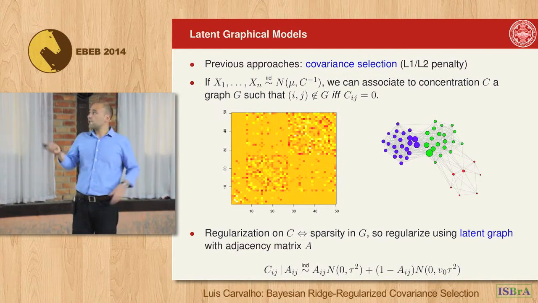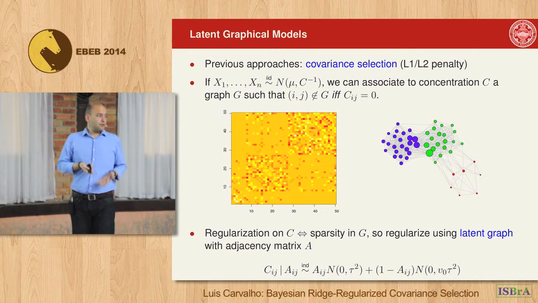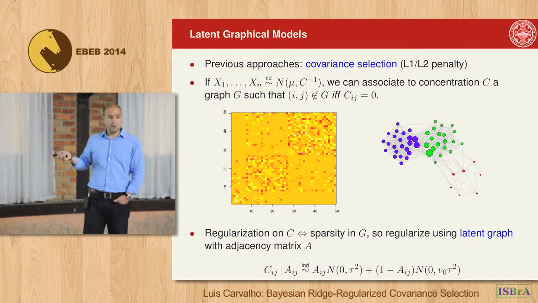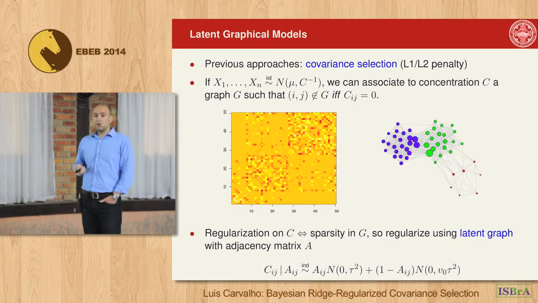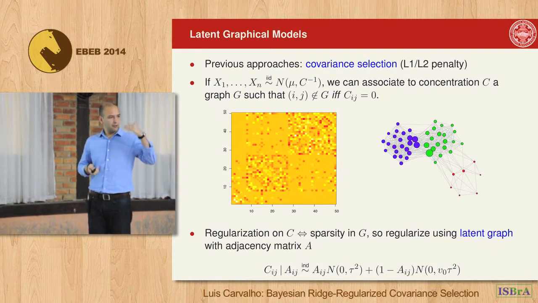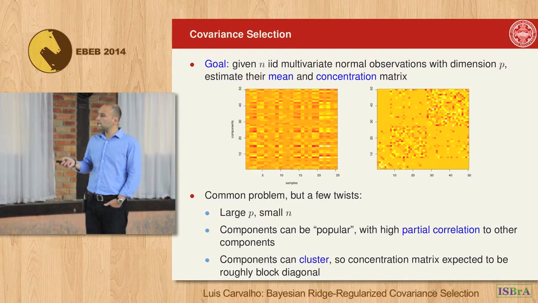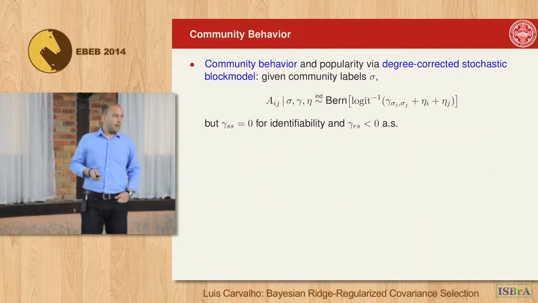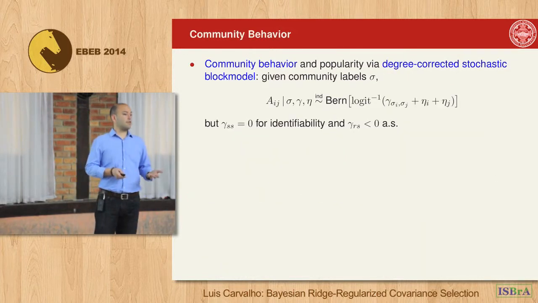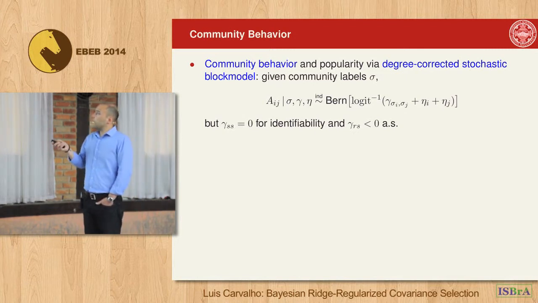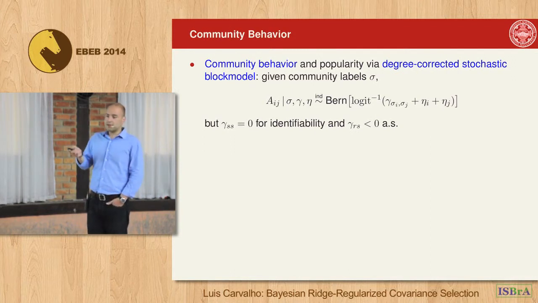This is pretty much equivalent to any kind of L1, L2 regularization. So what's the gain in having this specific representation? The gain is that now we can set another hierarchical level on this model, and we can actually capture what we want. That is, we want to characterize the popularity and the fact that the components can cluster. To do that, we put another level to model what we call community behavior. That is, we want to use what we call a degree-corrected stochastic block model. You don't need to know what that is, but it is the following.